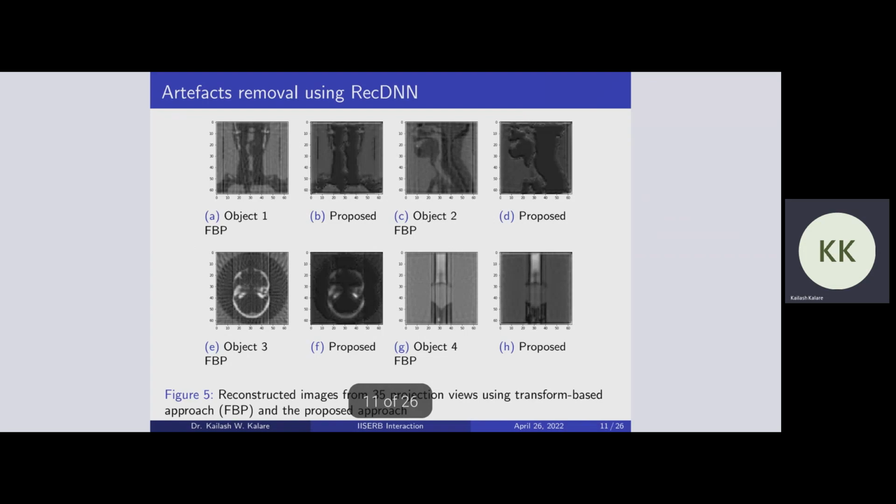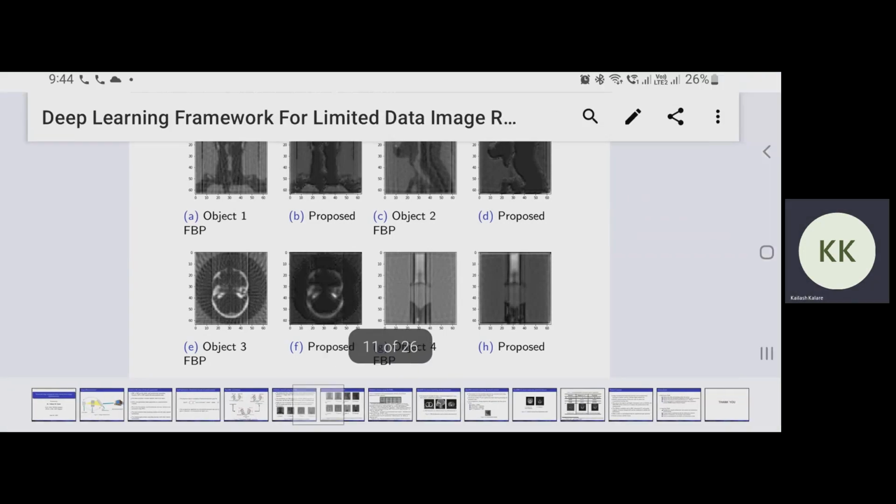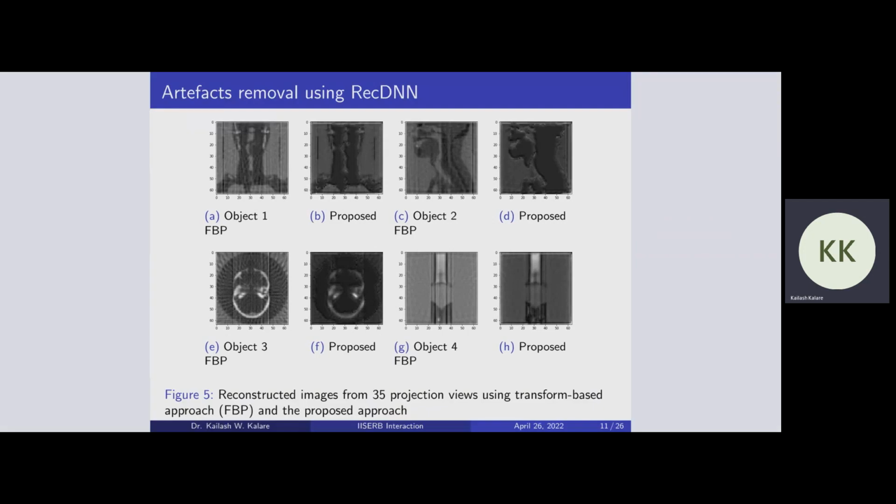So we have tried to reconstruct the images from different projection views. In this diagram, we can see that the projection data has been considered as 35 projection views, and from these 35 projection views only we are able to reconstruct the image. We have compared our approach with the state of the art filtered back projection approach, which is obviously a transform based method, which is said to be accurate.